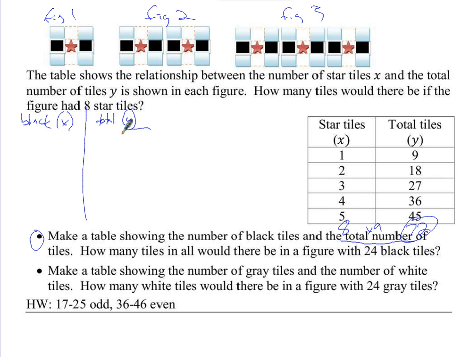So here's my table. Figure 1. How many black tiles do we have? 2. How many total tiles do we have? 9. Figure 2, how many black tiles do we have? 4. How many total tiles do we have? 18. Figure 3, how many black tiles do we have? 6. And total tiles? 27. All right. We want to know how many tiles in all would there be in a figure with 24 black tiles. Well, what's happening each time here?